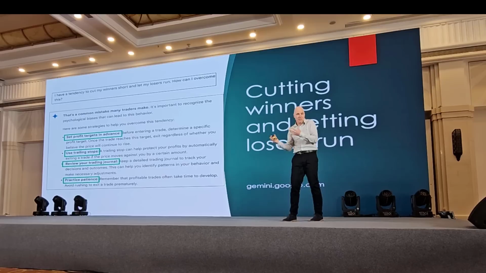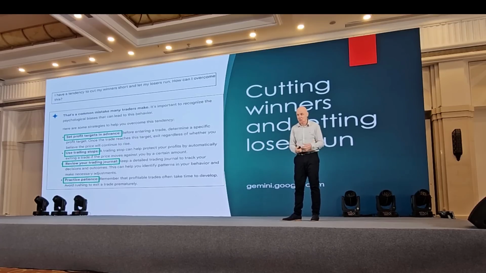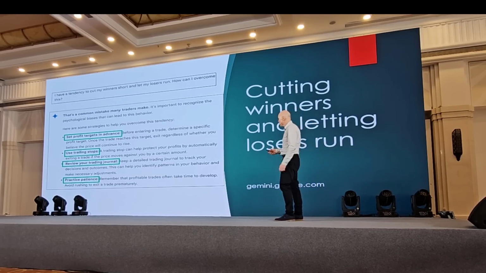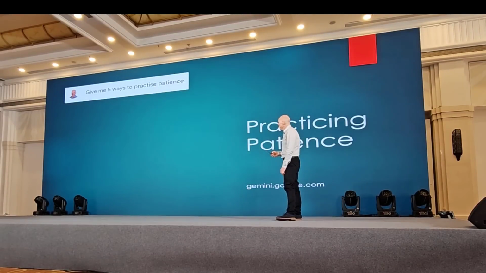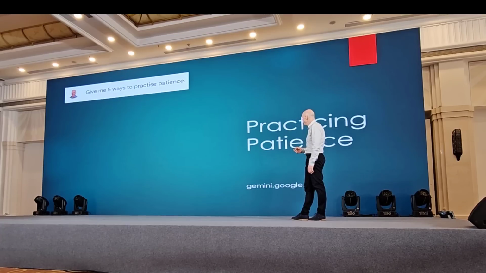Decent advice. Again, this is a first pass, don't forget, but this is also the sort of stuff that you would read in most good trading books, just straight out of the box. So we can then iterate on that. We can ask it to give us 5 ways to help us practice patience.